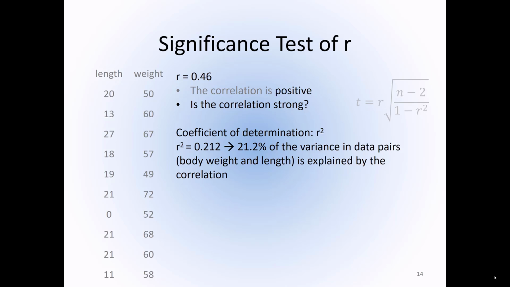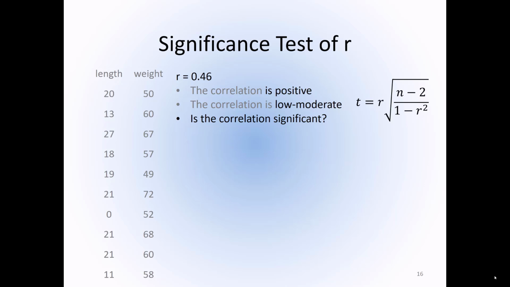Now what this number indicates to us is that the variance in the data pairs of body weight and length that is explained by the correlation or the relationship of these two variables only accounts for 21.2%. So if we think about this, about 80% of the variance in our data pairs is not explained by this relationship. So it might suggest this relationship, while it's positive, isn't super strong.